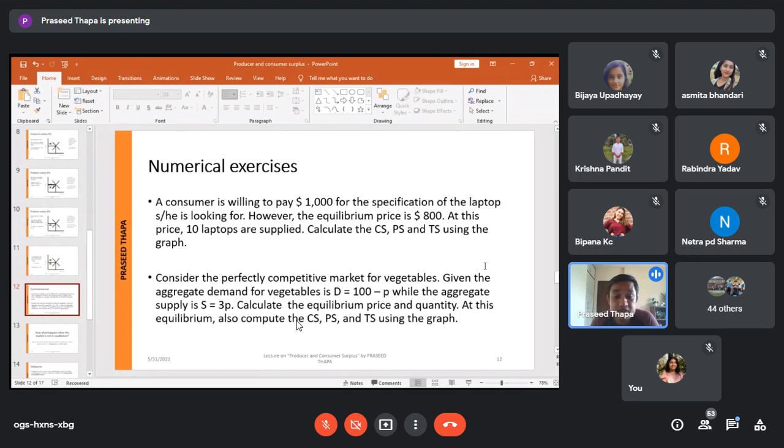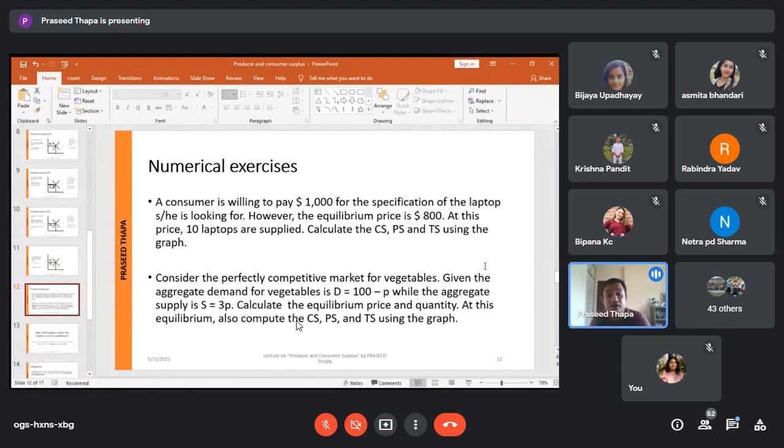Given the aggregate demand for the vegetables is D is equal to 100 minus P. This is the equation given to you, and the supply equation is given to you in the form of S is equal to 3P. And it is saying that calculate the equilibrium price.